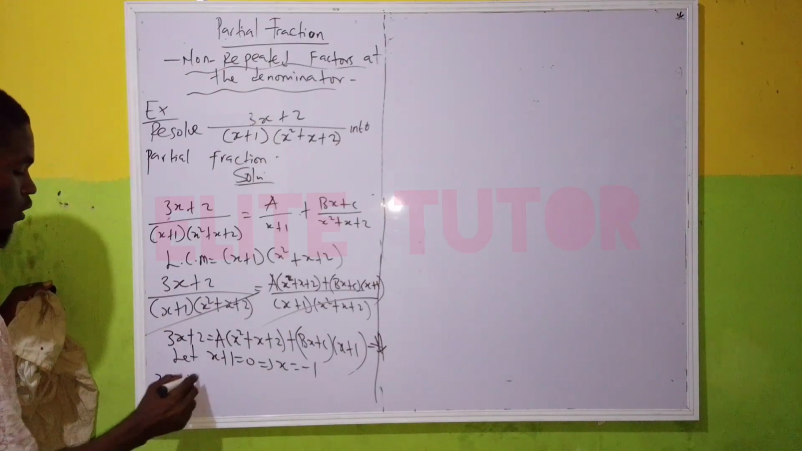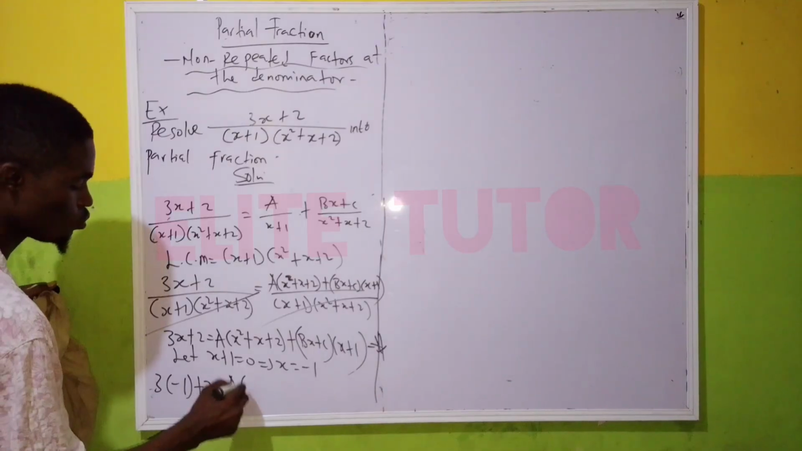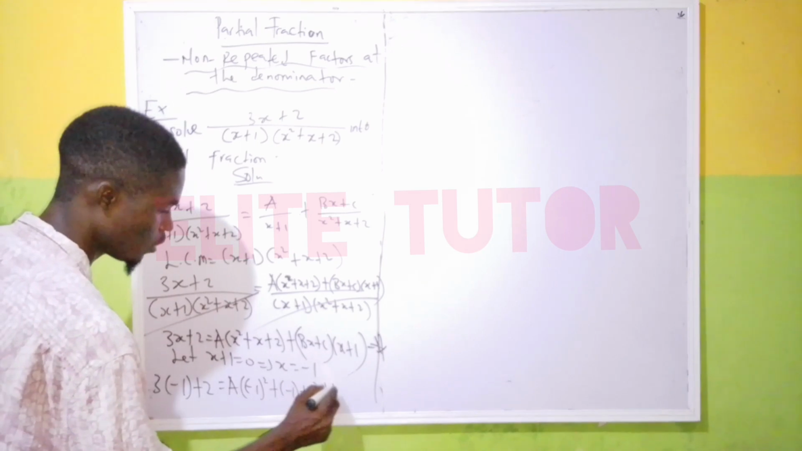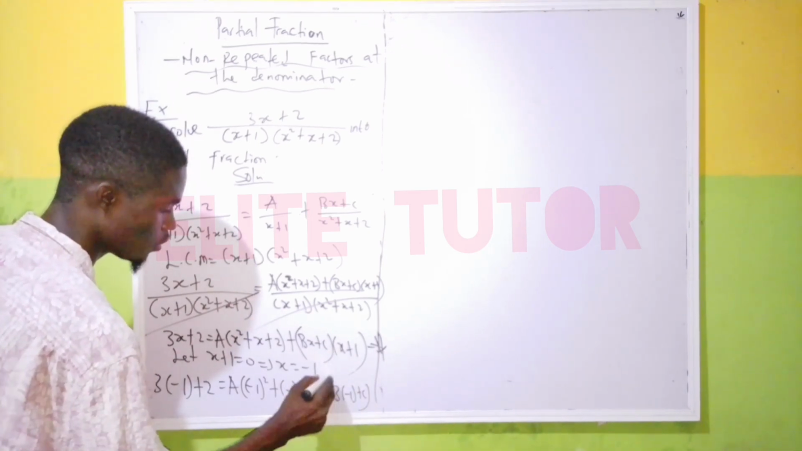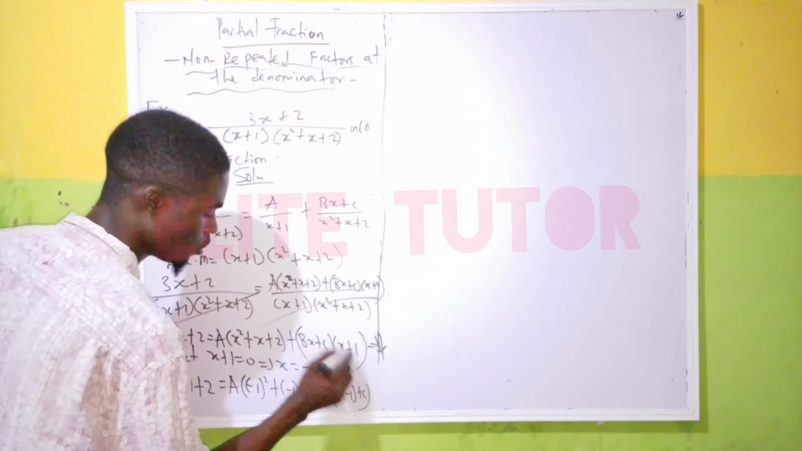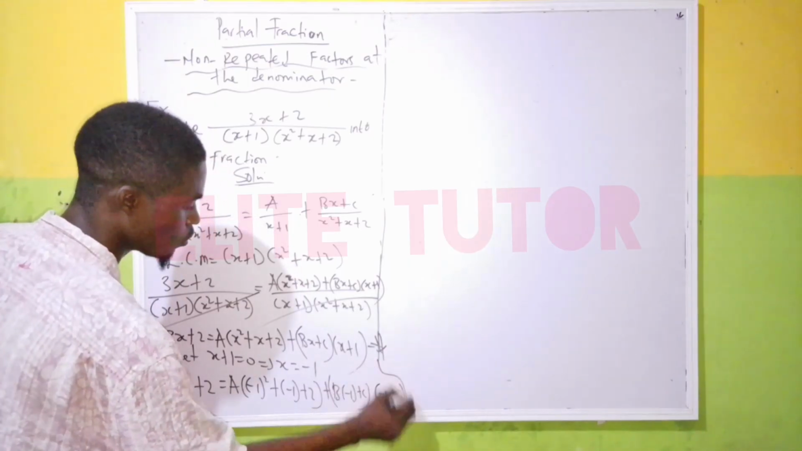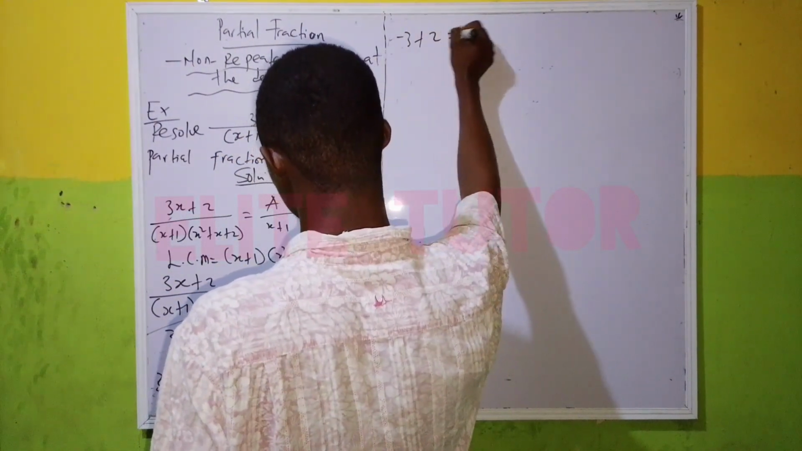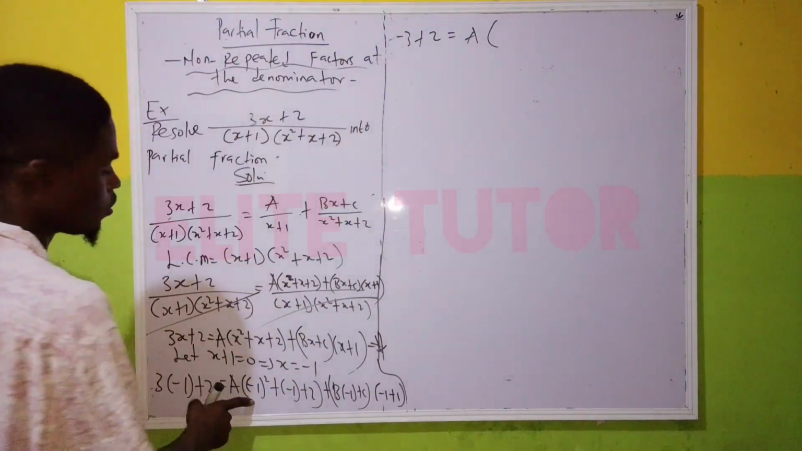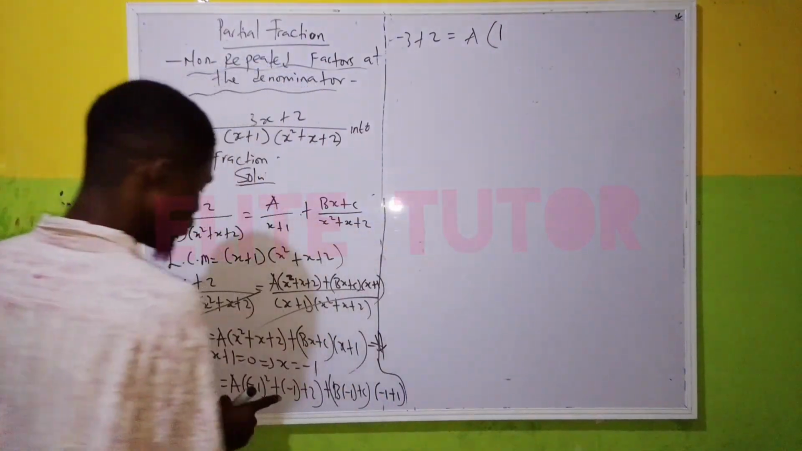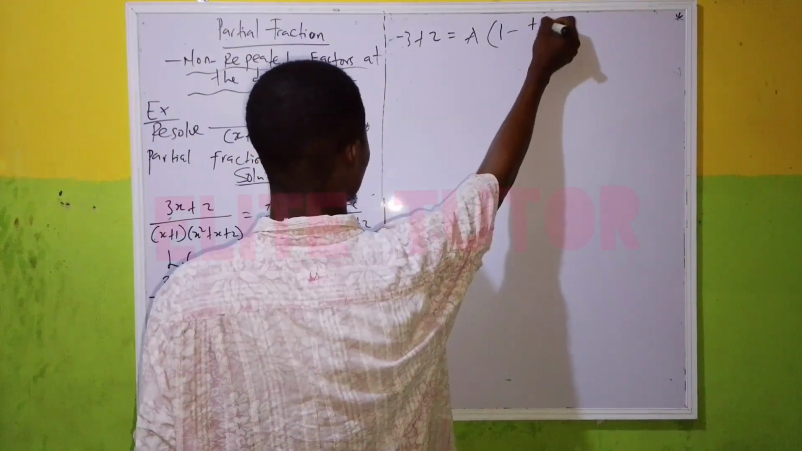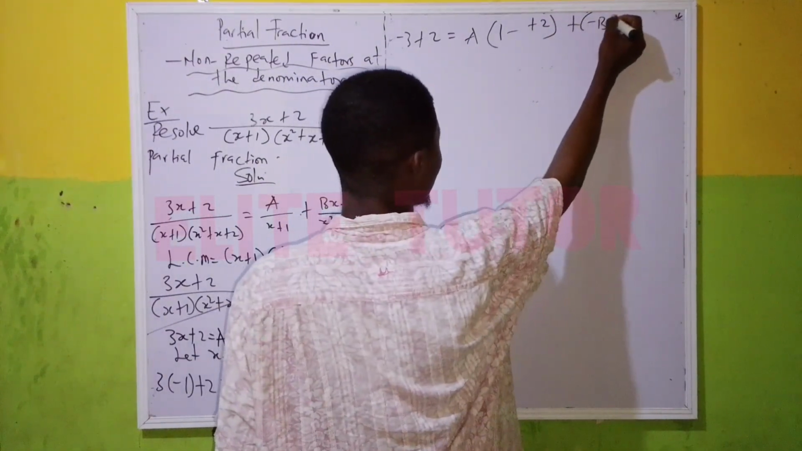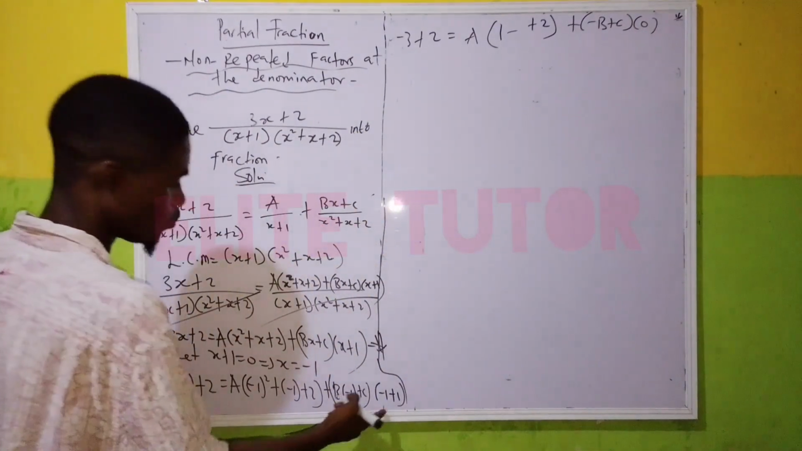We are having 3 into minus 1 plus 2 equals A into ((minus 1) squared plus minus 1 plus 2) plus (B into minus 1 plus C). Then this one is minus 1 plus 1. Alright, you have substituted. So this one gives us minus 3 plus 2 equals A into (minus 1 squared is positive 1, then plus and minus is minus 1, then plus 2), plus (minus B plus C) into 0. This one is 0.